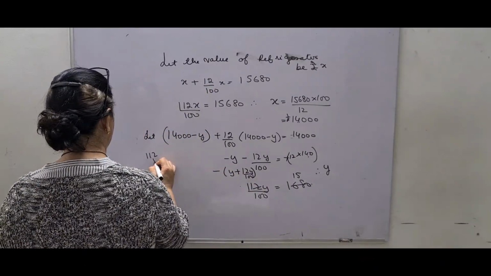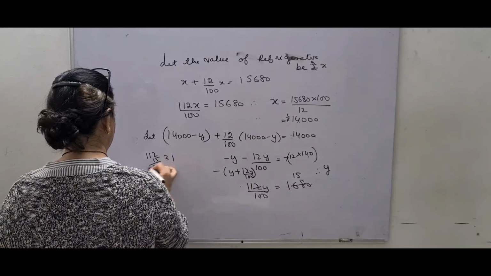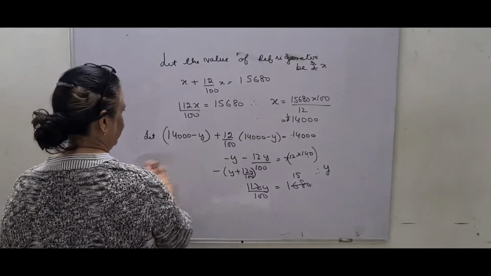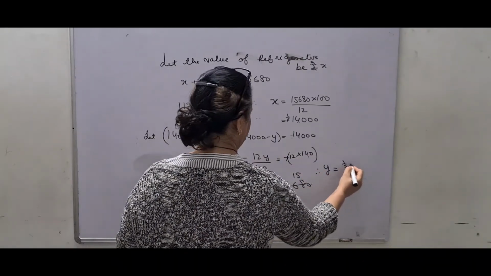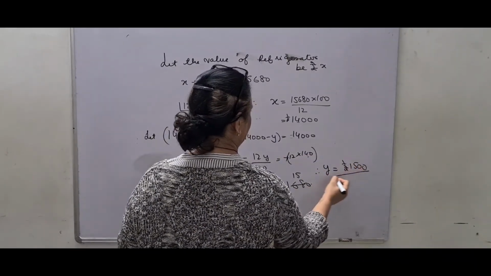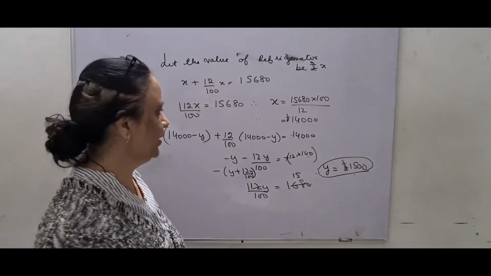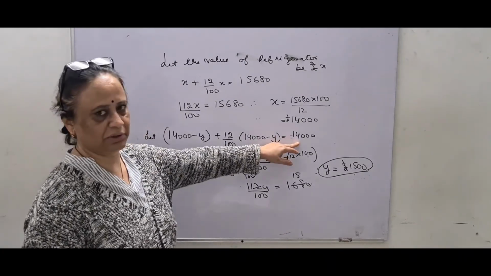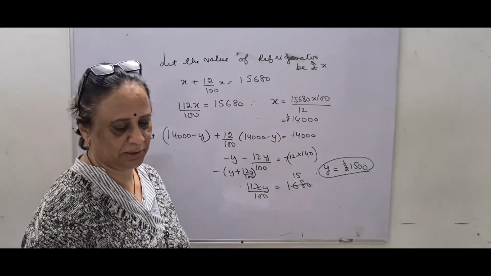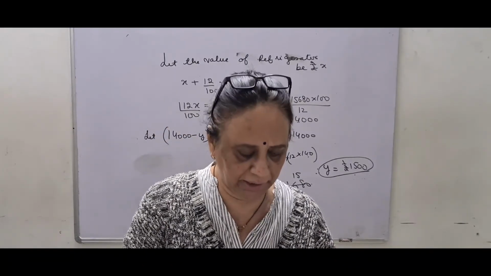112 into 15, 1680, you can calculate at the side. So y will be equal to rupees 1500. I hope you have understood. This much reduction he wants in the basic price, so that his total amount goes to 14,000. He wants reduction in such a way that he does not have to pay the money excluding GST.